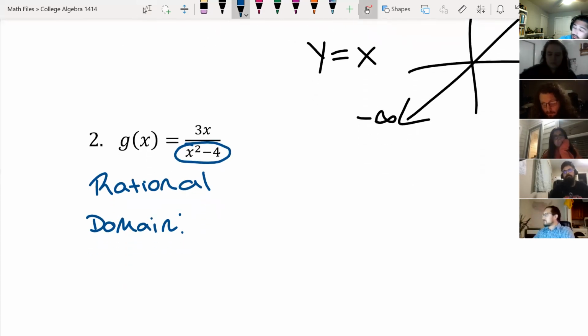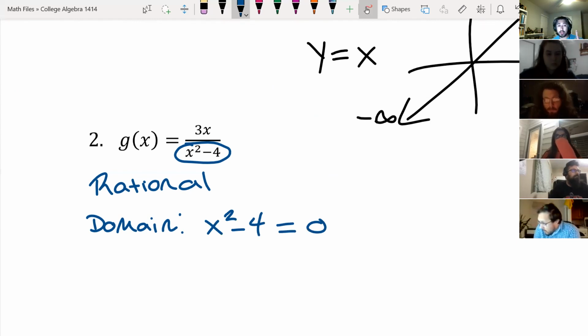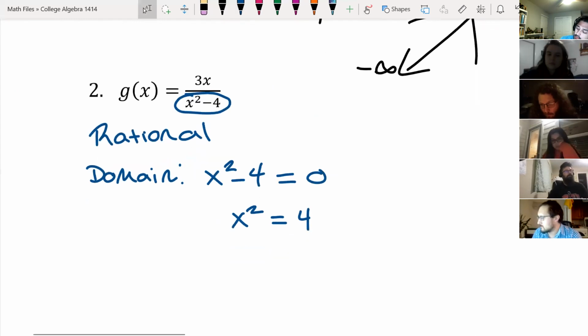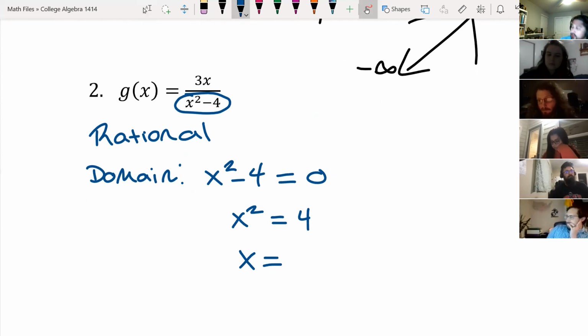Zero. Good. So for a rational function, you take whatever's in the denominator and set it equal to 0. Whatever is in the denominator of a rational function, you will always set it equal to 0. And now all we have to do is solve for x. I'll just move that 4 over, square root both sides, and we get for our domain that x equals what two numbers? Positive and negative 2.